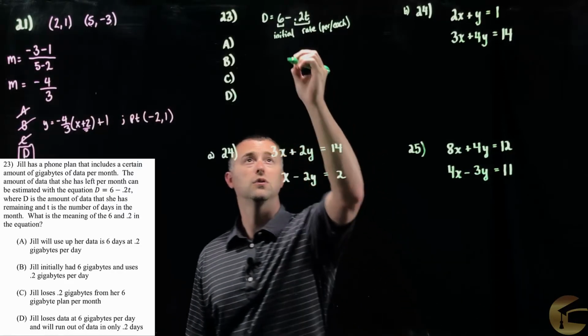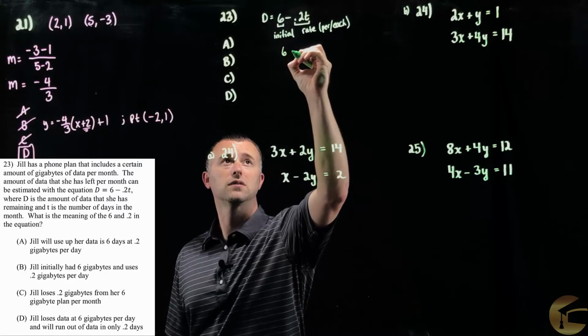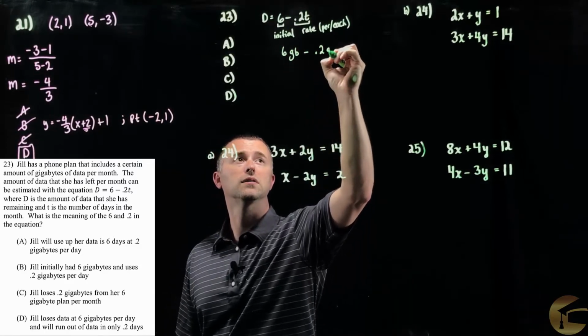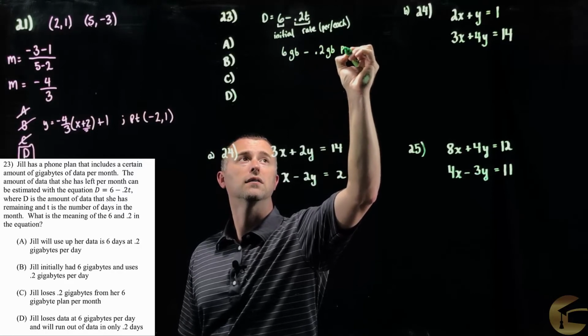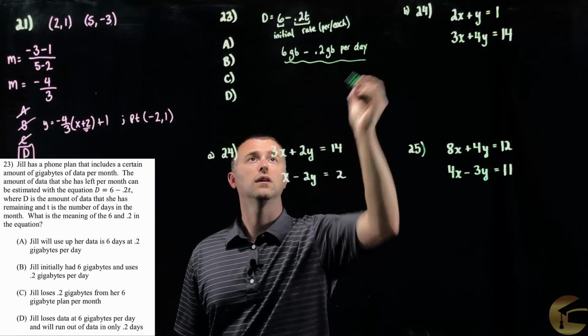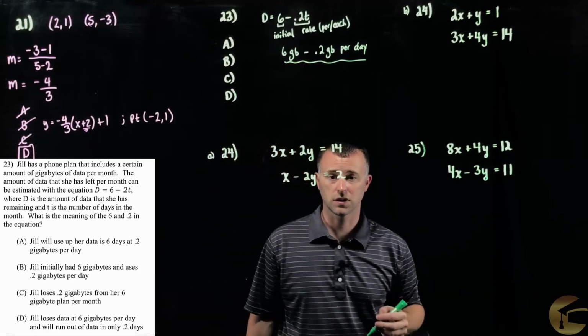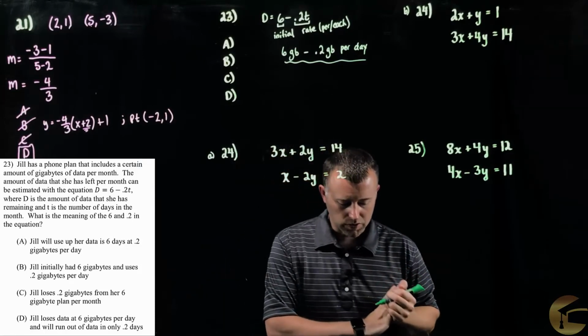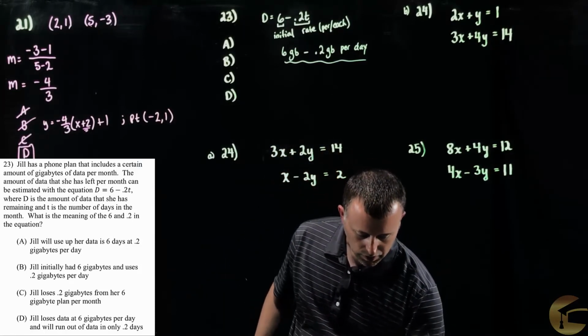So there we go. So we had 6 gigabytes minus 0.2 gigabytes per day. That's really what they're telling me in this equation. We start with 6 gigabytes every month. We use 0.2 per day. So with that, what's the meaning of the 6 and the 0.2? We look at our answer choices.